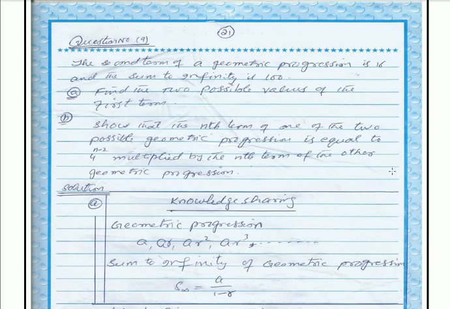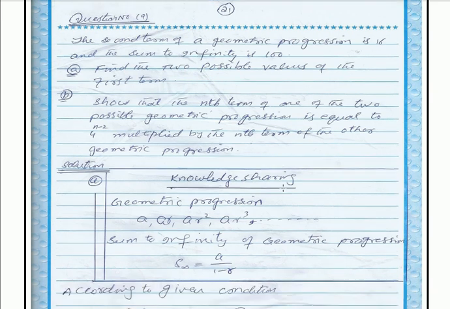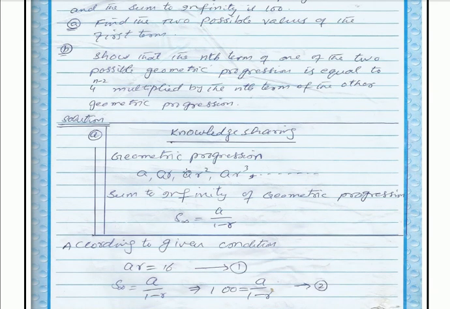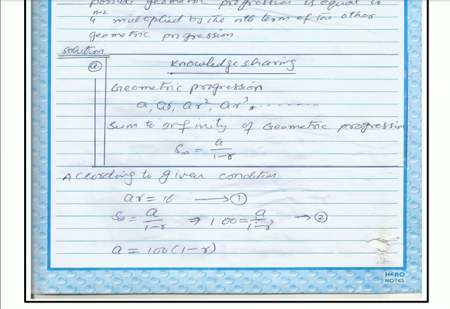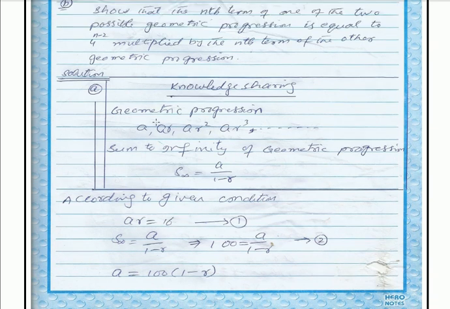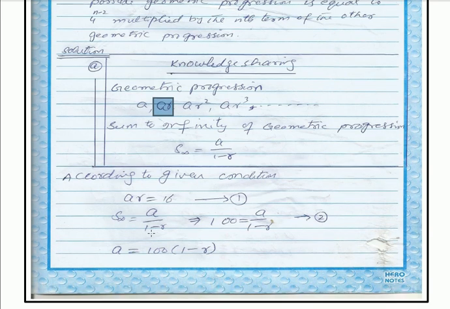So first of all, for part A, we shall share some knowledge. We know that a geometric progression is a, ar, ar square, ar cube and so on. The formula for the sum to infinity of a geometric progression is S infinity equal to a over 1 minus r. According to the condition of the question, the second term, ar, is equal to 16 and the sum to infinity is 100. So 100 is equal to a over 1 minus r.